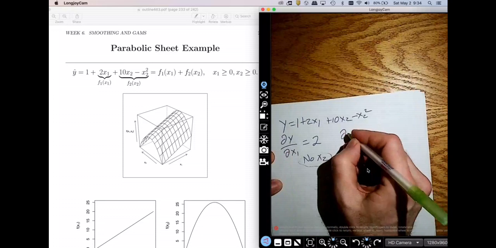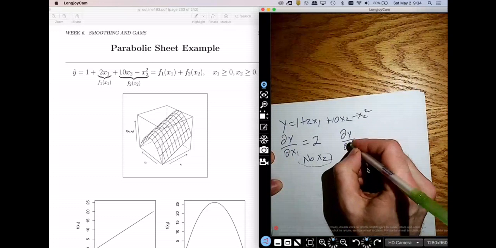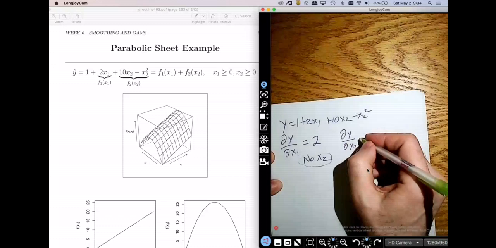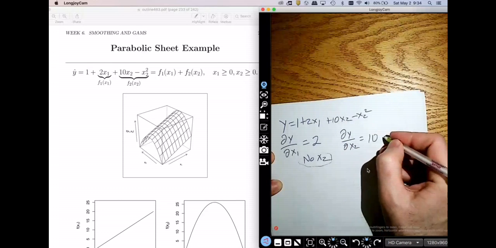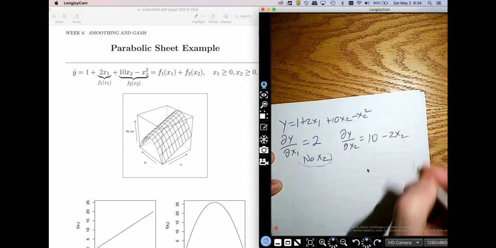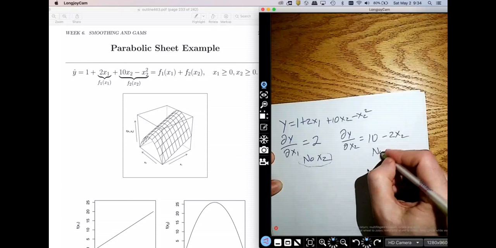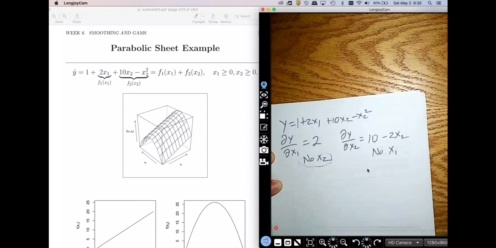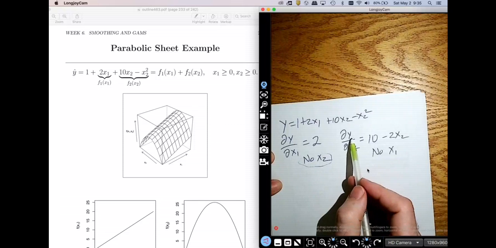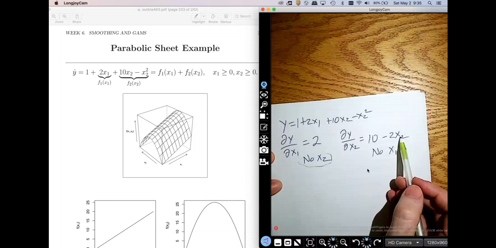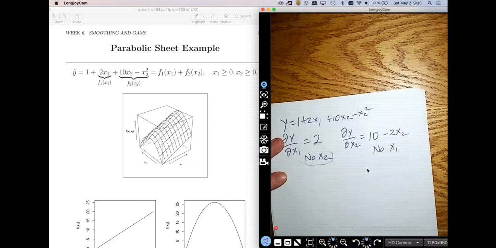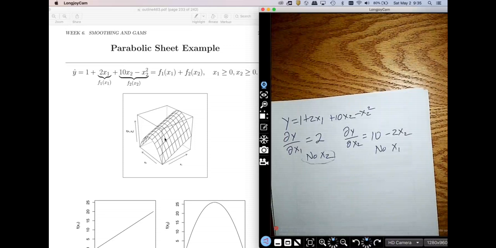Let's take the partial derivative of y with respect to x2. Well, what do I get? I get a bunch of zeros, and then I get a 10 minus 2x2, and what you should note is there is no x1 in that expression. So the slope with respect to x2 does not involve x1. I don't need to consider x1 when I'm talking about the relationship between x2 and y. And so that's what's reflected in this graph.